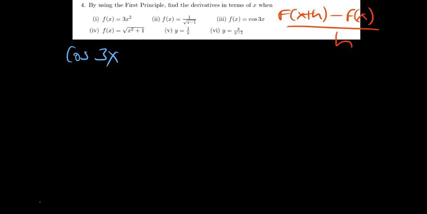Alright, so we'll continue now with question 3. So that's the function that is cosine 3x. We have to differentiate this using the first principle. So from first principles as well, don't forget the equation f of x plus h minus f of x divided by h, right? The limit, of course, as h approaches 0.